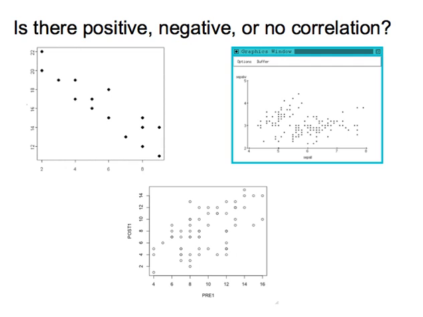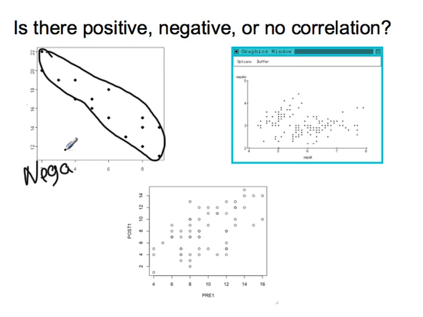Take a look at these. First graph, is there positive, negative, or no correlation? A good rule of thumb, you could take those points and draw an oval around them. And then what's this oval doing? It's not really a perfect oval, but what is this oval doing? From left to right, it's going down. So this would be a negative correlation.